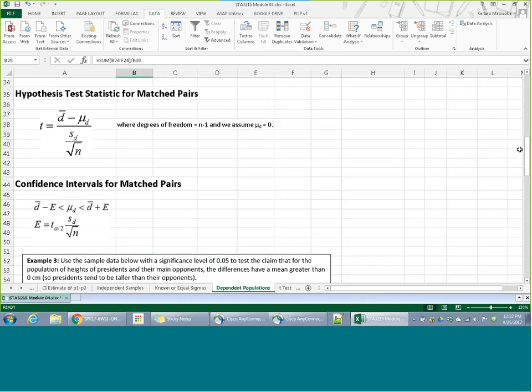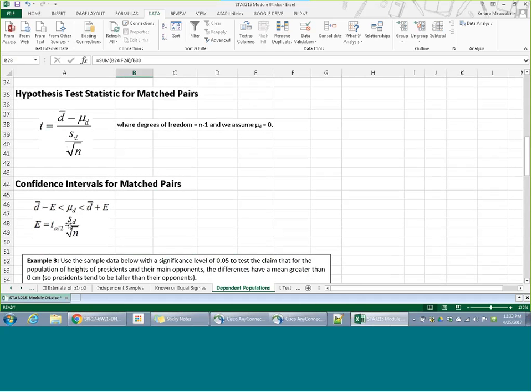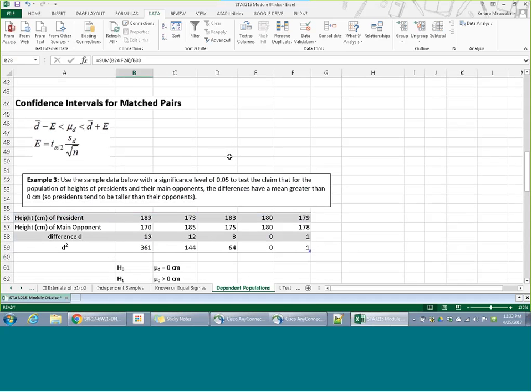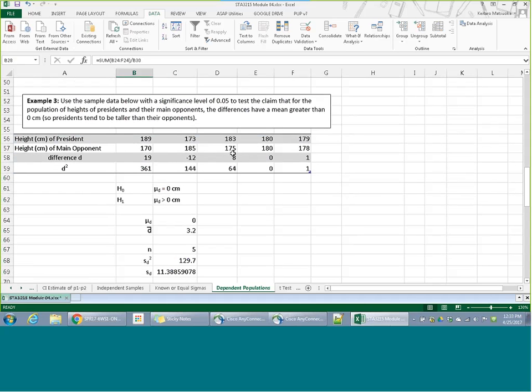The test statistic formula is this, so we'll do this later on. And the confidence interval is reproduced by this. There's an E, and the E is calculated by this formula. Okay? So hopefully nothing's new to you, just different formulas, but we're calculating the exact same things. All right, so let's look at the real continuation of the example.